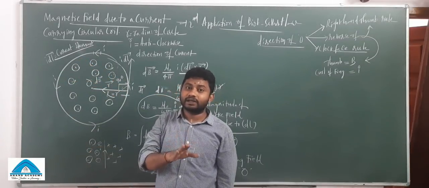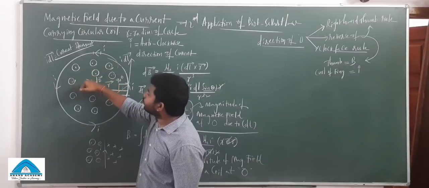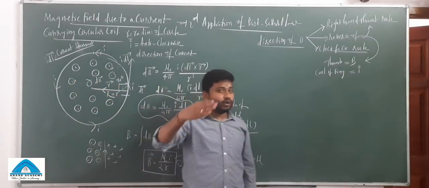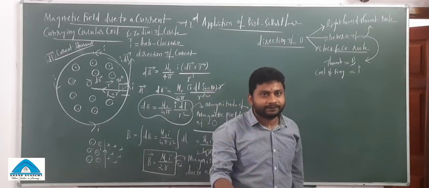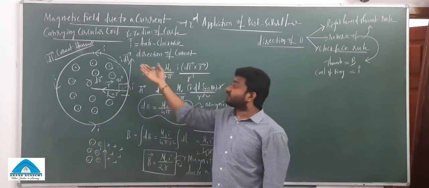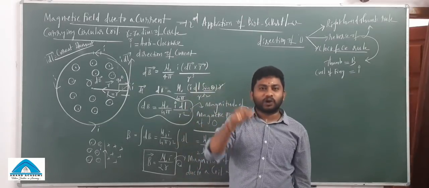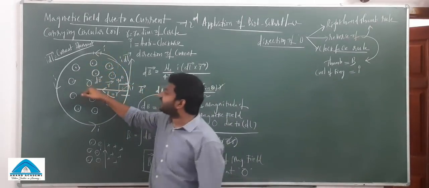Are you understanding? So the magnetic field lines are out of the plane. This is the reverse of the right hand thumb rule, and that is also true here. Clear? According to the first right hand thumb rule we got the magnetic field, and with the reverse of the right hand thumb rule we have got the same magnetic field.